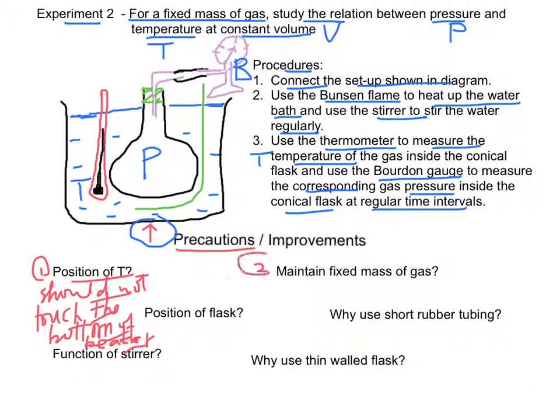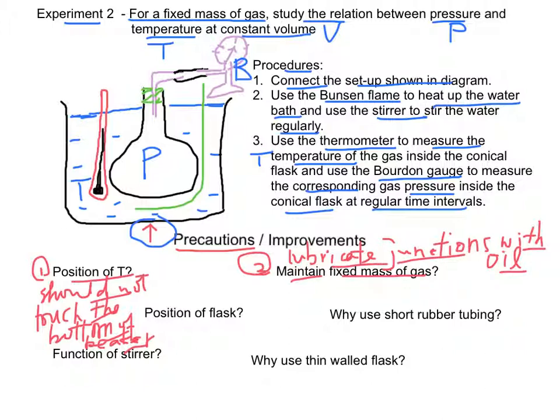Next is to maintain a fixed mass of gas. In order to prevent leakage of gas, we should lubricate all the junctions with oil. The third thing is the position of the flask. The flask should be totally immersed in water.